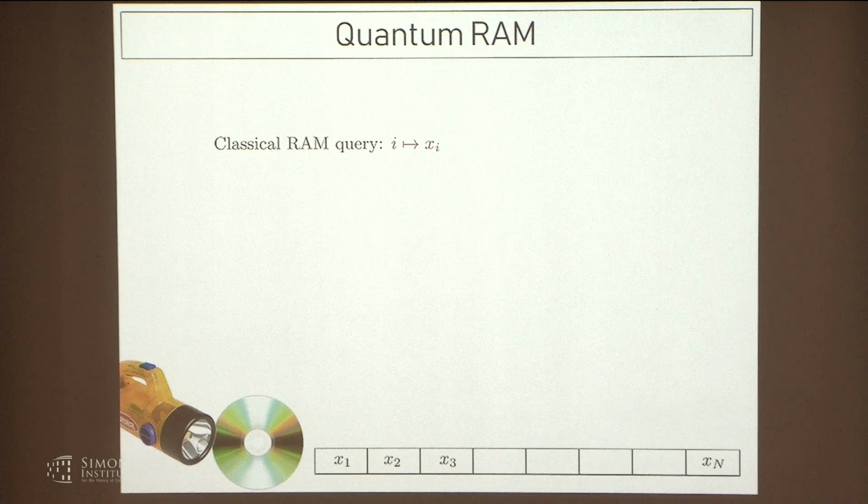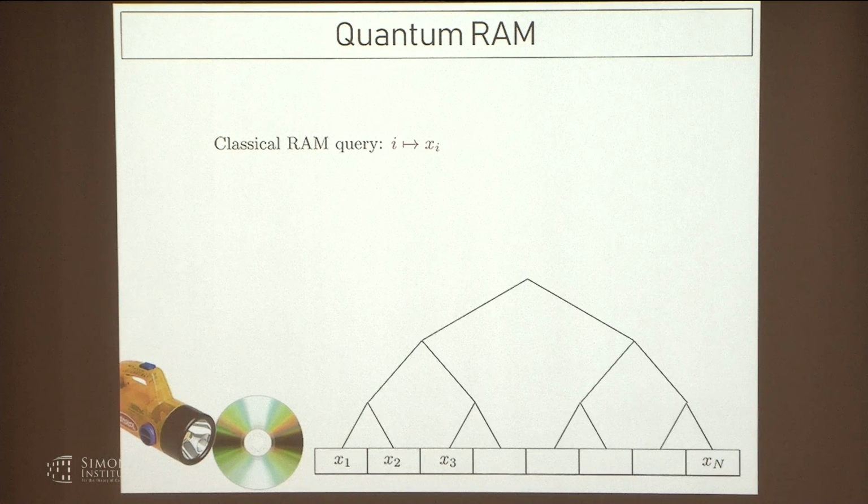Often this is counted as just a constant time operation, although in reality, this should take time proportional to log n, because we can imagine that there's some tree-like structure hooked up to this memory, where if we want to query the ith index, the bits of i will tell us some path of length log n down this tree that takes us to the ith memory cell from where we can access x sub i.